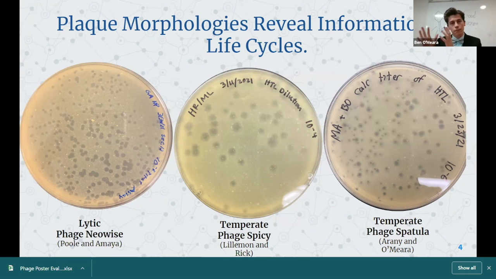So that means that there's some living bacteria that have prophages in it and some bacteria that are completely destroyed, creating these cloudy plaques. So we can identify the phage Spicy and the phage Spatula as both temperate phages.